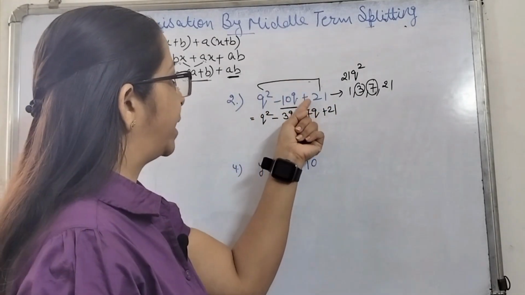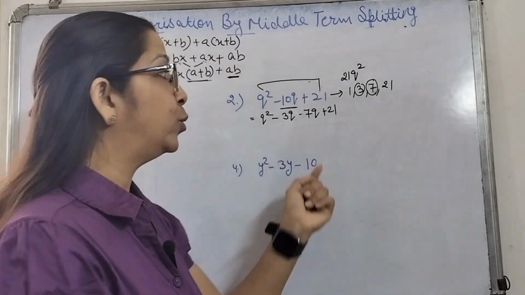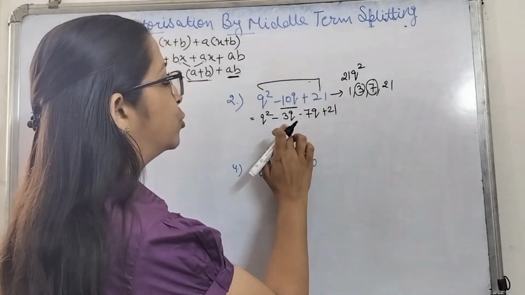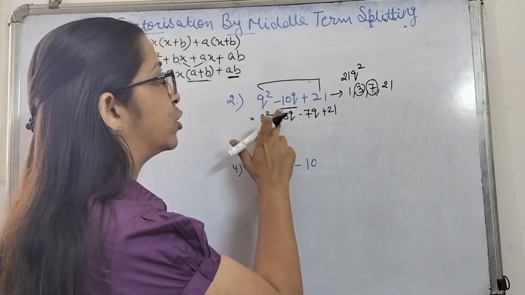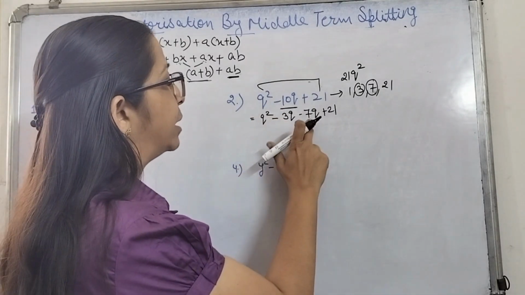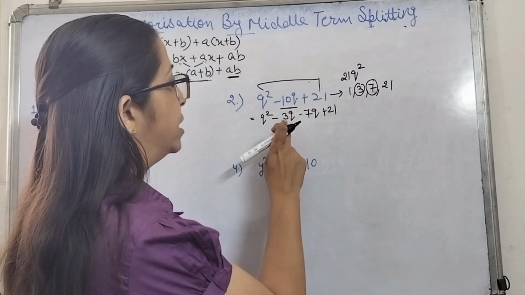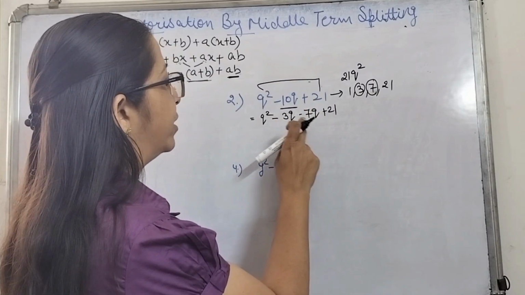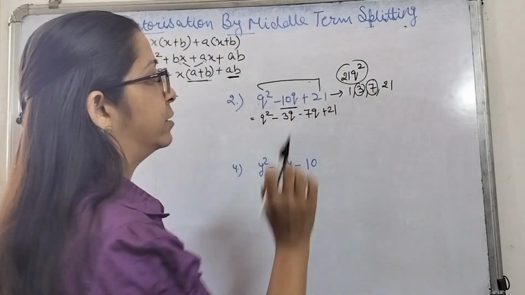See, this minus 10q is split into two parts, that is minus 3q and minus 7q. If we add these two terms, minus 3q minus 7q, the sum will be minus 10q. And when we multiply these two terms, the product will be minus times minus becomes plus, 3 into 7 will be 21 and q into q will be q square. That is equivalent to the product of the first and third term.